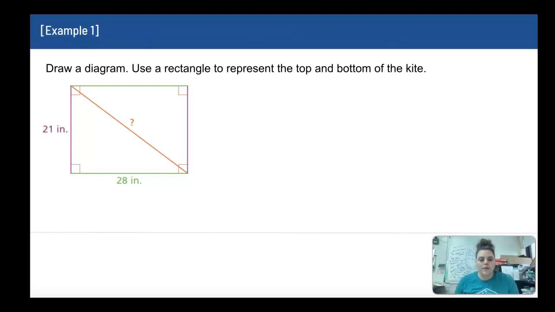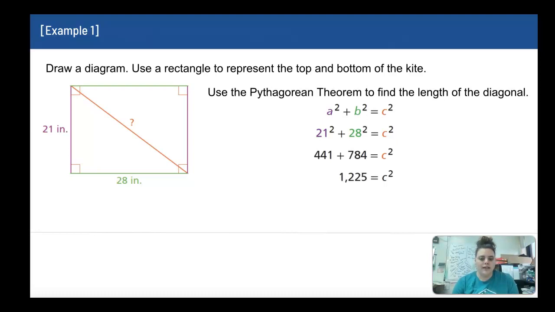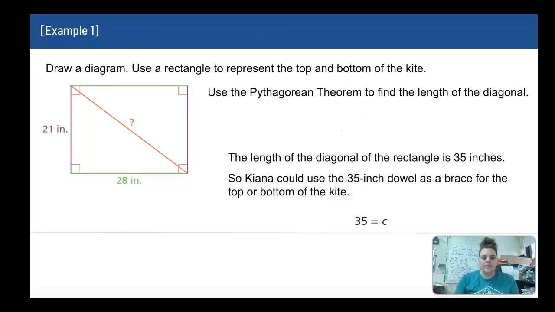Now that we know what it looks like, we can find the diagonal because this creates a right triangle. So we'll use the Pythagorean theorem to find the length. We have our a squared plus b squared equals c squared. In this case, we are given 2 legs, so we're going to plug those in for a and b, square them, add them together, and finally take the square root to get that the diagonal length is about 35 inches. So this tells us the length of the diagonal of the rectangle is 35 inches. So Kiana could use the 35-inch dowel as a brace for the top or bottom of the kite.